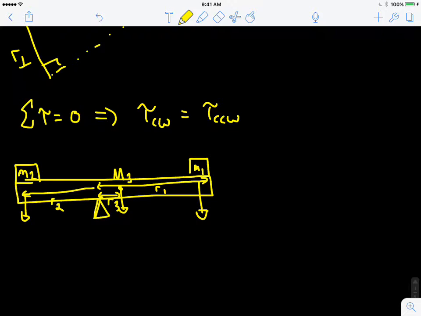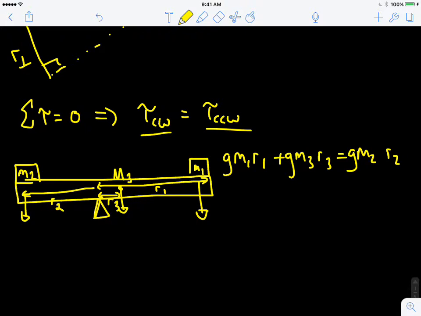But the ones that are going down on the right-hand side provide a clockwise torque, and the one that's going down on the left-hand side provides a counterclockwise torque. And so what we can set up is M1R1 plus M3R3 is equal to M2R2. Now I'm being a little sloppy here because I'm writing in M's, but I'm not really talking about forces. Technically all of these are being multiplied by g, but if you put g in every term, the g's cancel out anyway. So you could just look at the mass times the distance from the lever arm, the distance from the fulcrum. Okay?